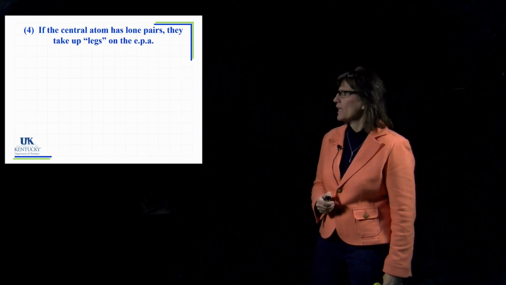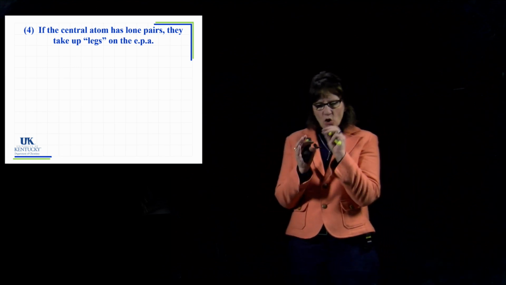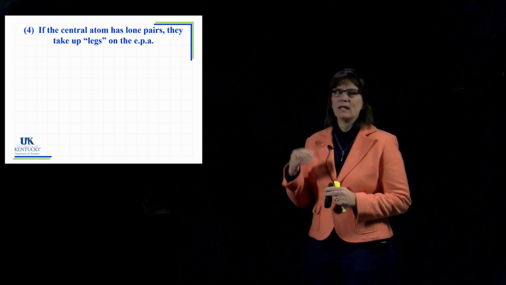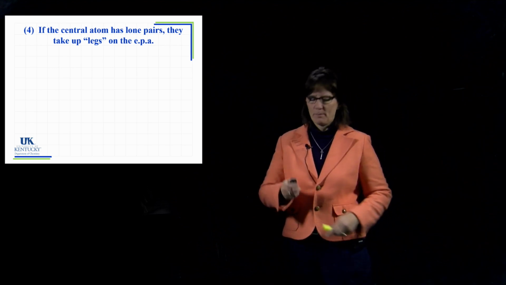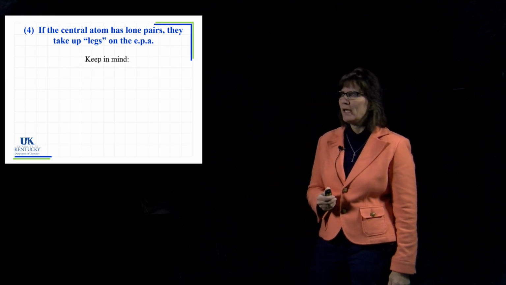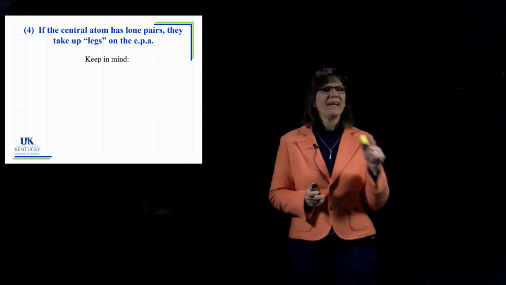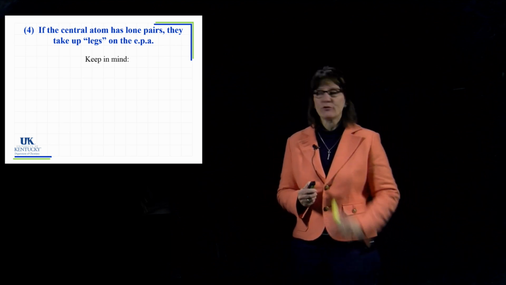Okay? So if the central atom has lone pairs in it, okay, we've got lone pairs on that central atom, they are going to also take up legs in that electron pair arrangement, or what we called electron geometry. Okay, so we have to keep a few things in mind as we decide which one of those legs on our geometry is going to house those lone pairs.